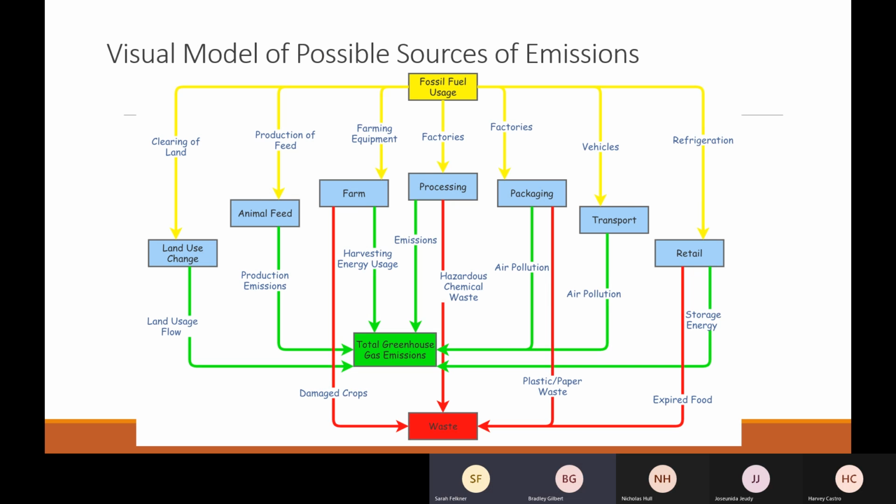And here you can see a visual model of the possible sources of emissions from our data set. We used Insight Maker to make this, and the blue boxes, the primitives, represent the different processes within the food production of each crop. From that, there are greenhouse gas emissions from each process. There's also waste produced, and it's important to consider the fossil fuel usage that goes into each process of farming these crops.